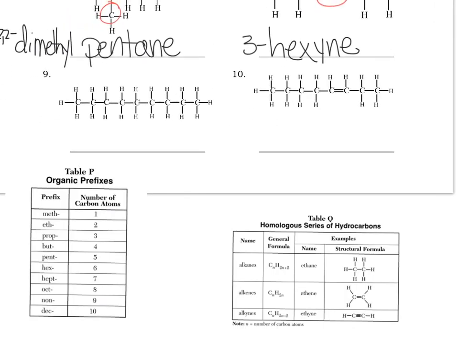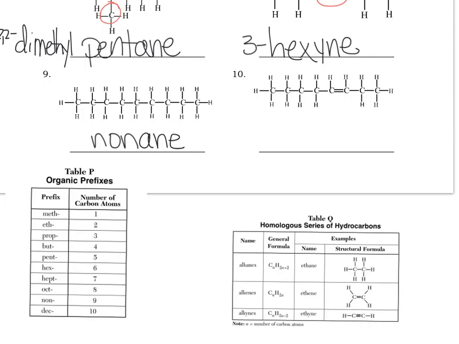Next one, nothing terribly significant here. We'll just count our carbons. 1, 2, 3, 4, 5, 6, 7, 8, 9. 9 is non. They're all single bonded, like our example here, which ends in A-N-E, nonane. And that's it. Don't have to give an address of anything since there's nothing significant.